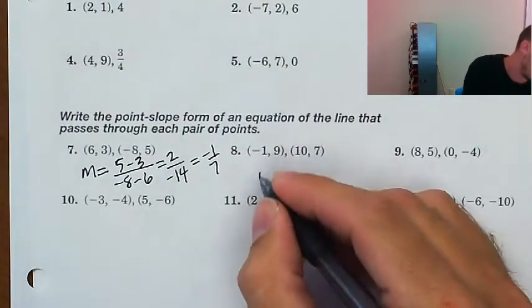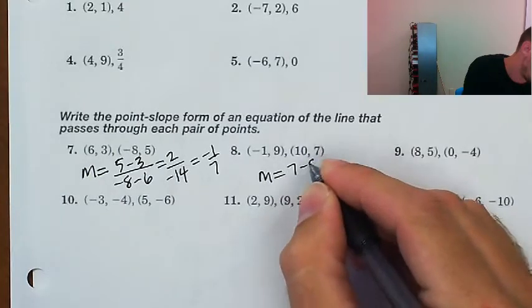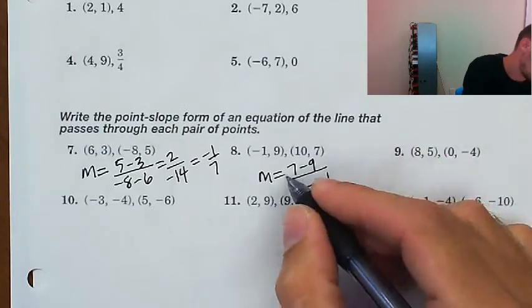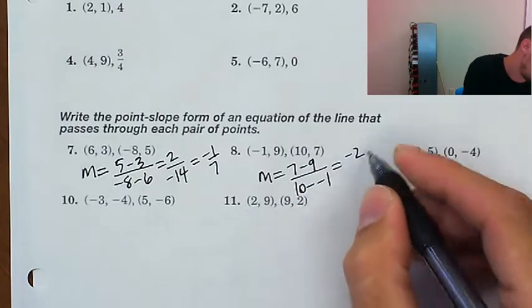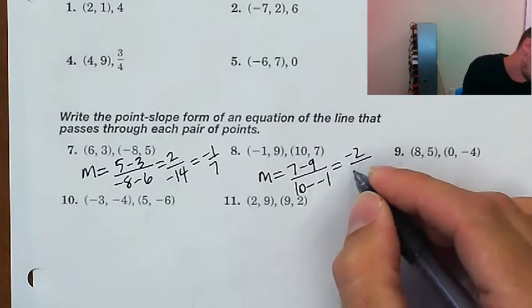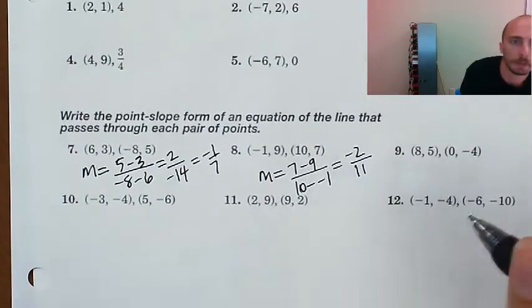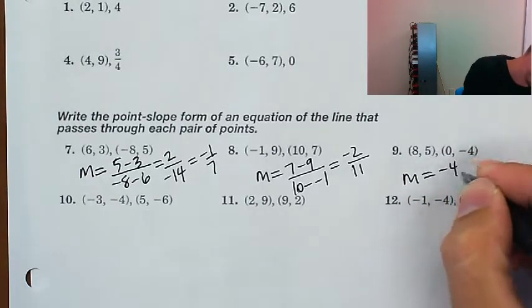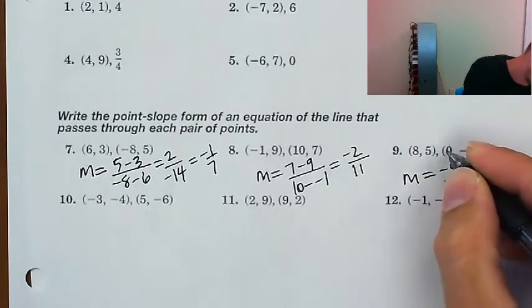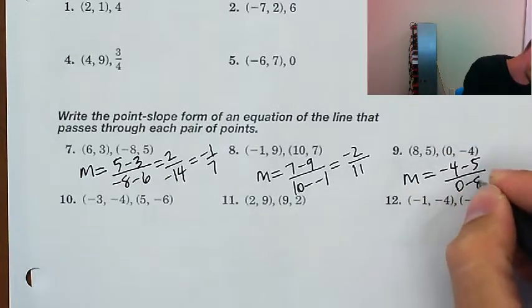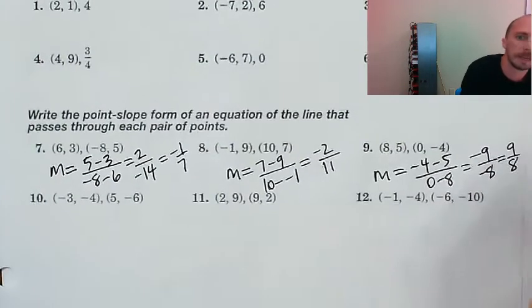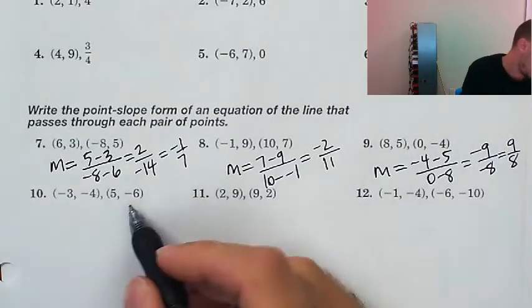Okay, over here, the slope is going to equal y2 minus y1 over x2 minus x1. So 7 minus 9 is negative 2 over 10 plus 1 is 11. Can't simplify that. I'm going to leave it as it is. The slope is going to be y2 minus y1 divided by x2 minus x1, that's going to be negative 9 divided by negative 8, so that's 9/8. There we go.